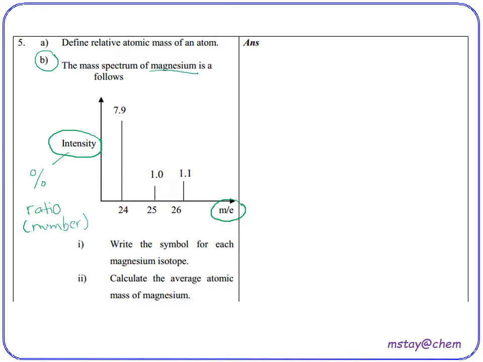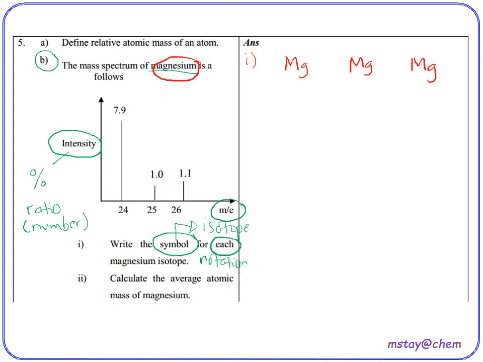Okay, now let's check what the question wants us to do. Write the symbol. The symbol here basically represents isotope notation. Another keyword is each. Based on the mass spectrum, we have three isotopes, so we are going to write magnesium 3 times. This time we didn't use the symbol Mg because the question already mentioned it is magnesium.